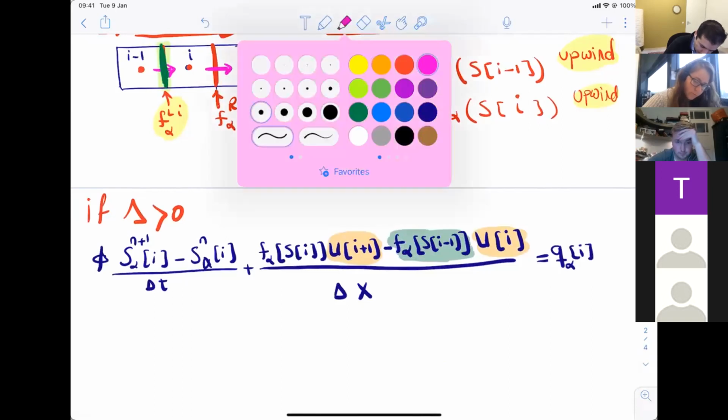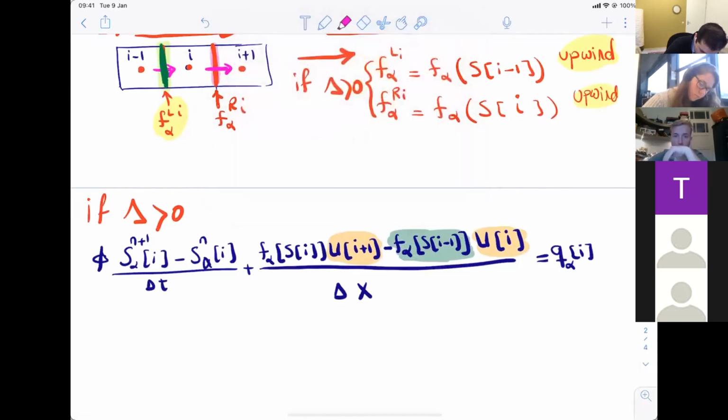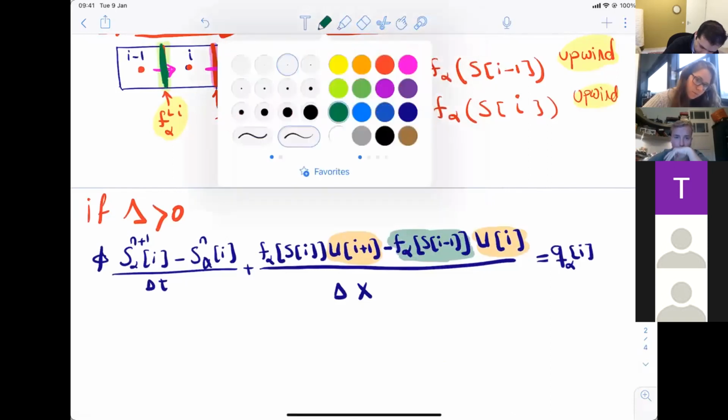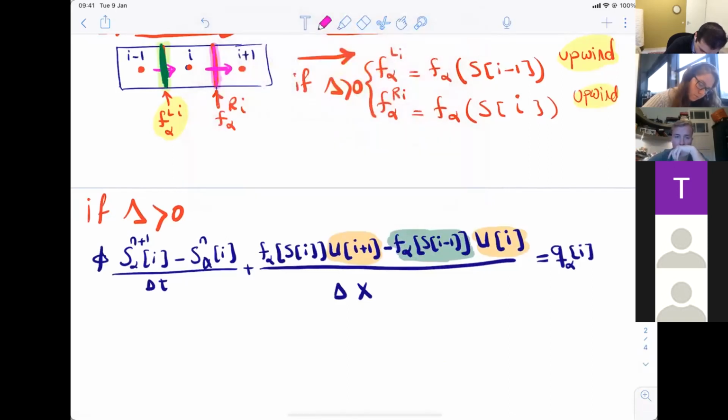And the pink interface would use saturation I, because lambda is positive. And that would be the Python-based ordering of what I would do.